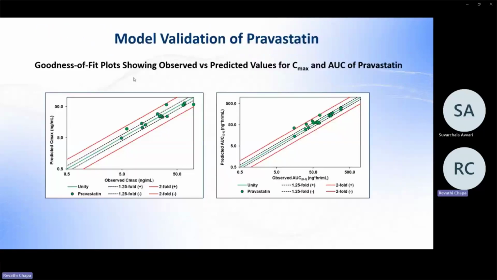So as you look at the data here, again, we do have the predicted versus observed data for Cmax and AUC. As you can see, most of the data are within the twofold criteria. Again, we employed the twofold criteria here because of the polymorphisms in OATP1B1, which give a wide range of values across clinical studies.